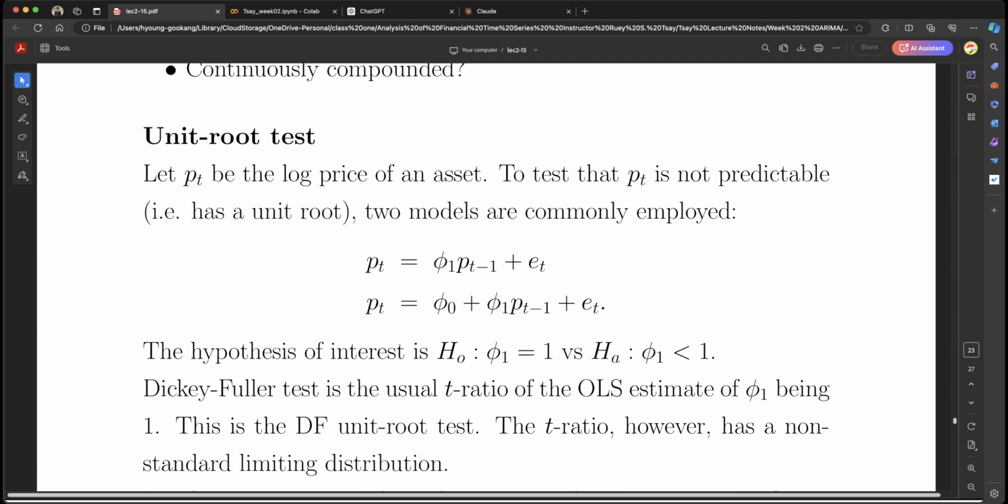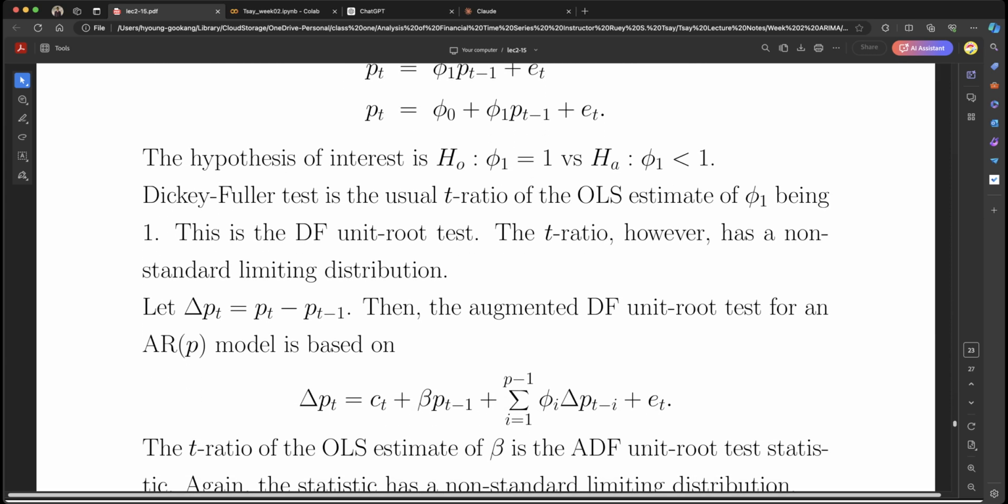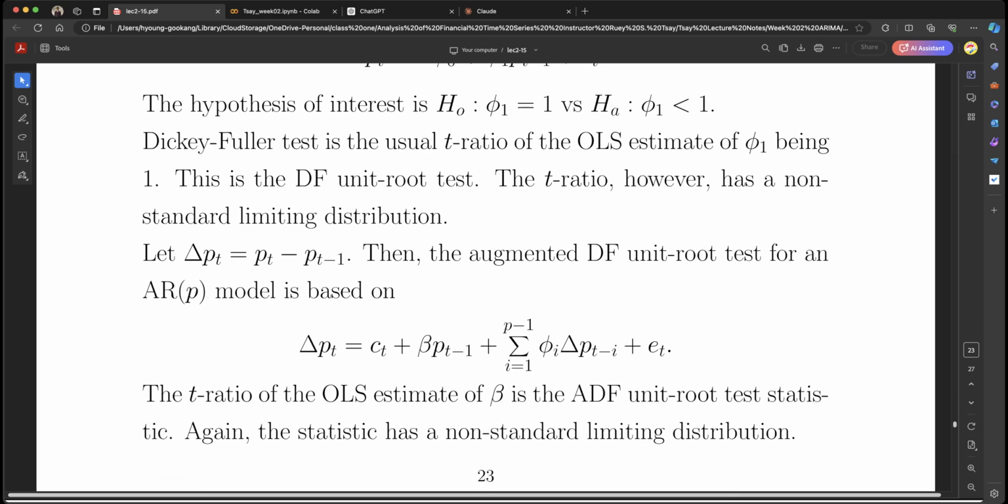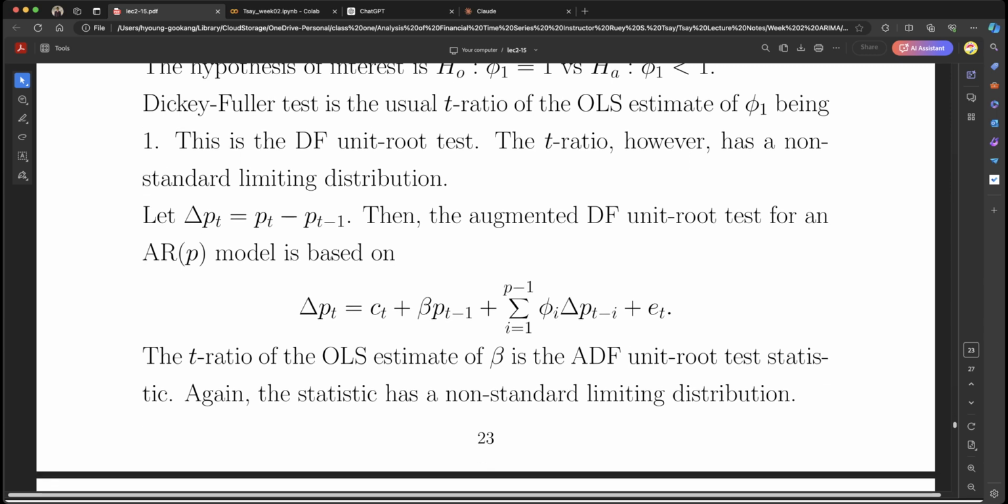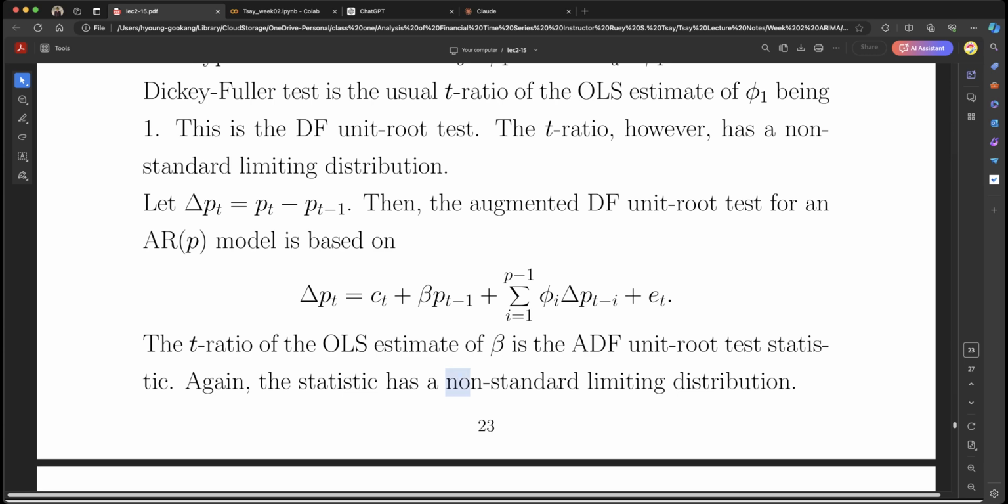There is an interesting test called the Dickey-Fuller test. The Dickey-Fuller test is the usual t-ratio of the OLS estimate of phi_1 being 1. This is the DF unit root test. The t-ratio, however, has a non-standard limiting distribution. Let delta p_t be p_t minus p_{t-1}. Then the augmented Dickey-Fuller unit root test for an AR(p) model is based on this. The t-ratio of the OLS beta is the augmented Dickey-Fuller test statistic. Again, the test has a non-standard limiting distribution. But that's fine, because in Python code, they take into account this non-standard limiting distribution, and then it tells us whether it's a unit root or not.